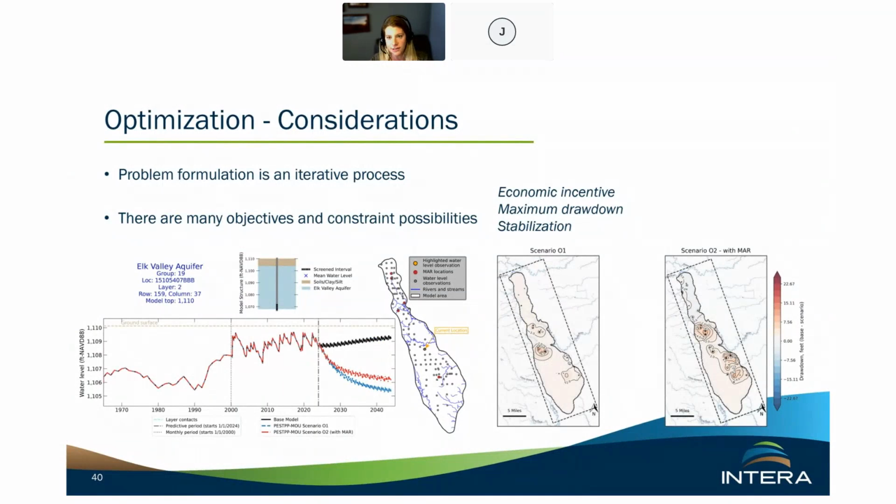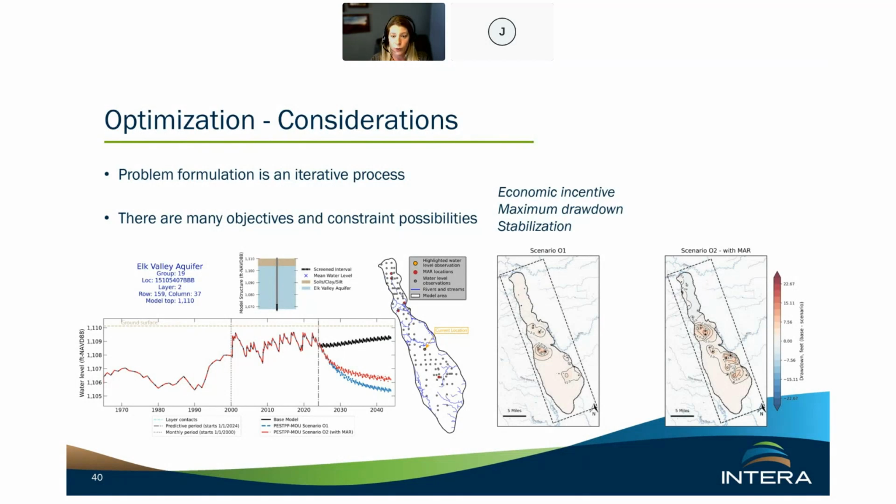So, important considerations. Problem formulation is an iterative process. Anyone on this call who's built groundwater models knows that calibrating them is an iterative process, where you're going back and forth to the drawing board, rebuilding the model, changing the scope of things, changing your parameter bounds, et cetera. It takes a long time. This is true with optimization as well.